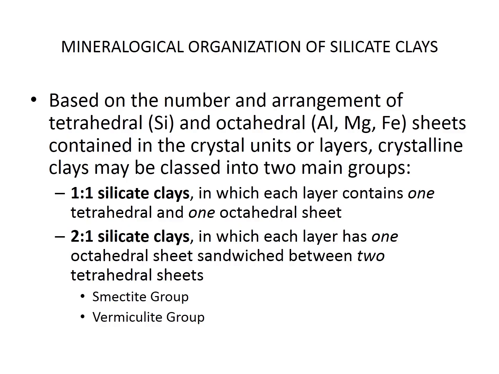The 1-to-1 clays contain one tetrahedral sheet and one octahedral sheet, whereas the 2-to-1 clays contain an octahedral sheet that is sandwiched by two tetrahedral sheets. And remember that the most common 1-to-1 type of silicate clay is kaolinite, whereas the 2-to-1s include smectites, vermiculites, and illites.